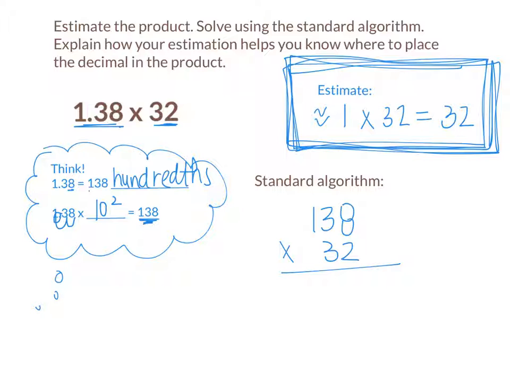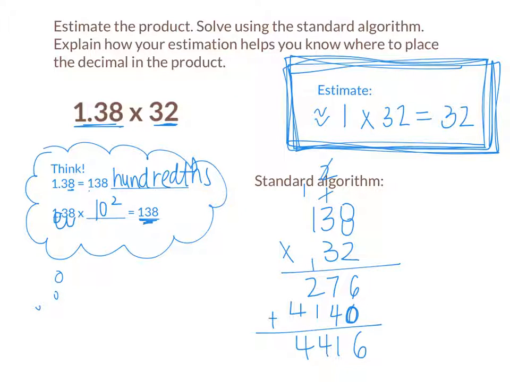2 times 8 is 16. 2 times 3 is 6, plus 1 is 7. 2 times 1 is 2. Now I'm working in the tens because it's really 30 and not 3, so I'm going to put a 0 there. Super important. Oftentimes we make mistakes because we don't put that placeholder 0. Then we have 3 times 8, which is 24. 3 times 3, which is 9, plus 2, which is 11. And then 3 times 1, which is 3, plus 1 is 4. Those are both partial products. So when I add it up, I have 6, 1, 4, 4. 4,416. Yes? Yep.